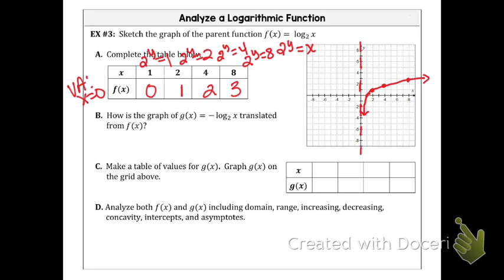All right, then how is the graph of g of x equals negative log base 2 of x translated from f of x? So what they're saying is, what is that negative going to make happen? We know that's going to be a reflection across the x-axis.